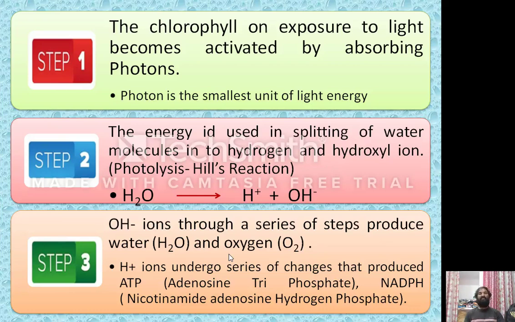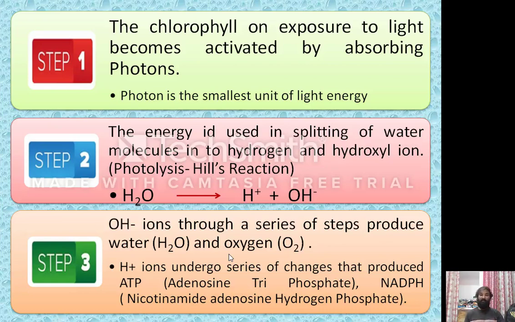The energy is used to split the water molecule into hydrogen ions and hydroxyl ions. Whenever the water molecule releases protons and hydroxyl ions, H plus ions and hydroxyl ions, it also releases electrons. The electrons are filled into the chlorophylls, because the chlorophylls lost electrons when excited. So when water undergoes photolysis, it releases H plus ions and OH minus ions. The OH minus ions are involved in a series of steps, and only then do they produce water and oxygen.